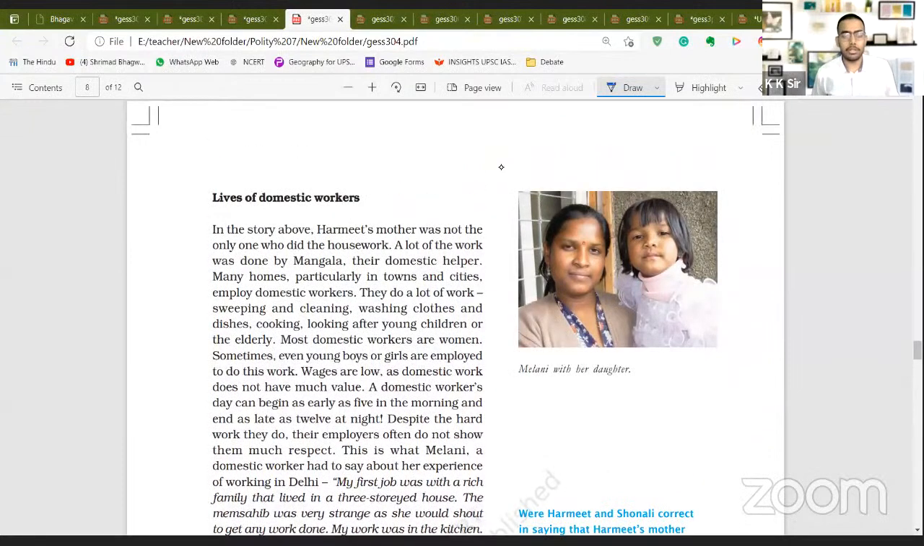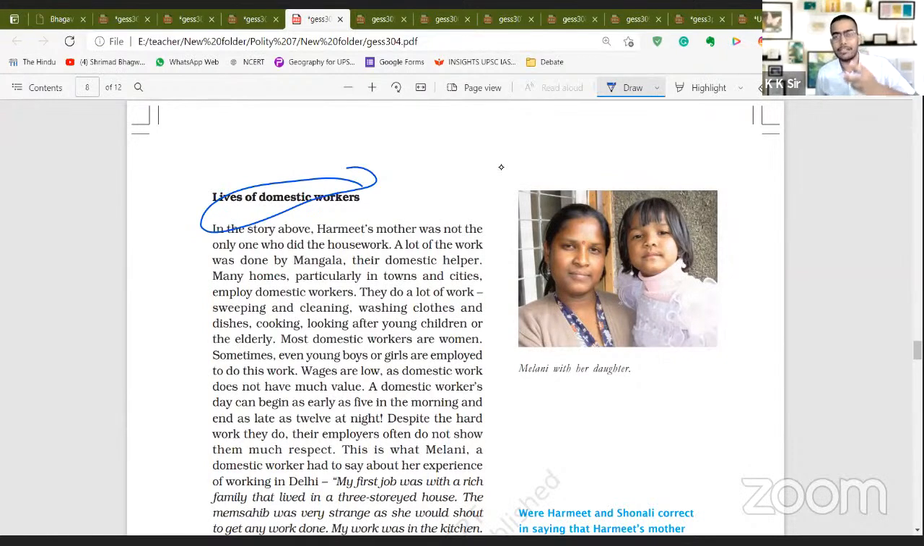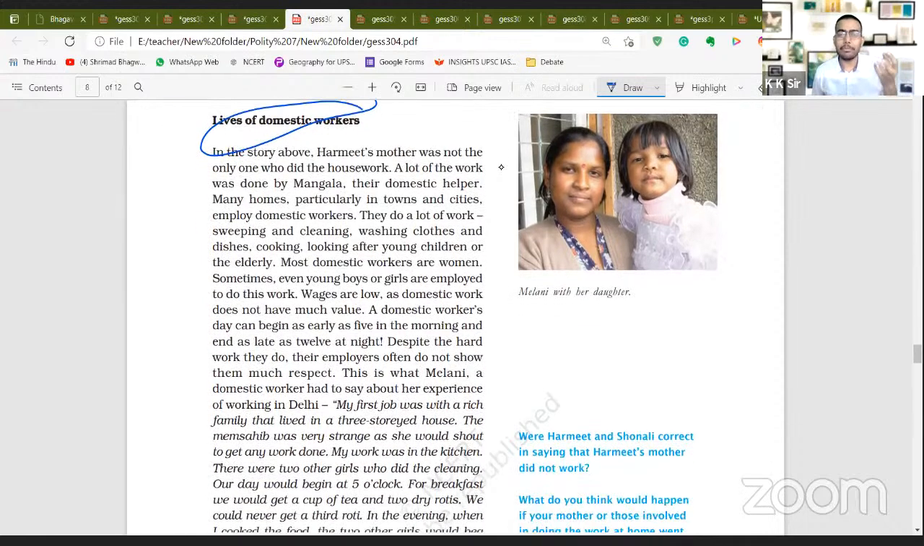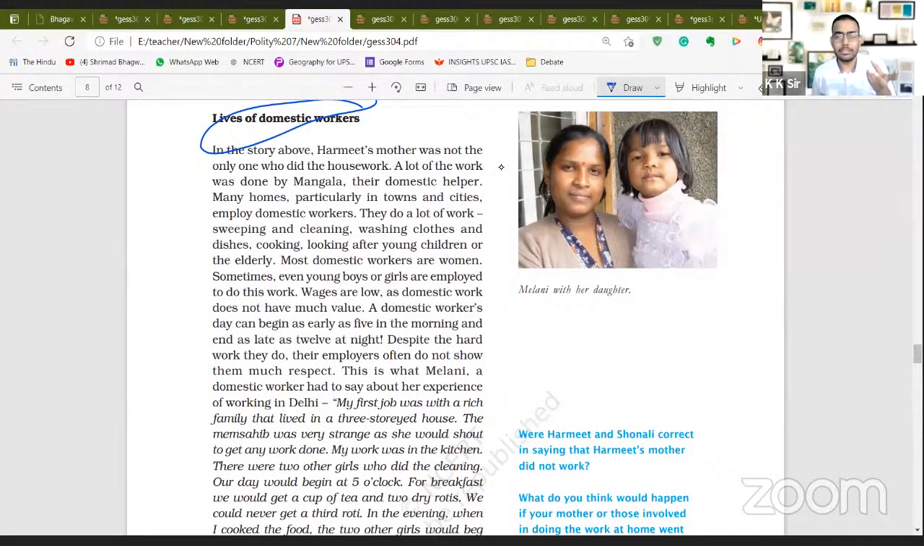Lives of domestic workers, you can relate. If someone is doing the same work in your house, your mother, your sister, it's free work, and you can hire someone to do the same work, and she can be paid. But even that payment is very low because that is not considered an essential service. वो तो कोई भी कर सकता है.